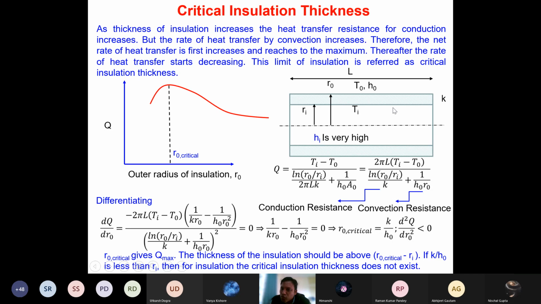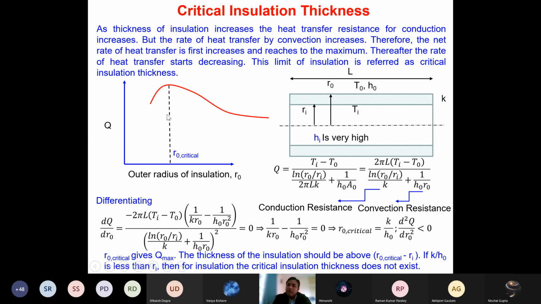So this insulation I have shown here by a shaded area. This shaded area is nothing but the insulation. Again, the thickness of the pipe I am assuming very small, so I am not accounting for it at all. So R0 is nothing but the radius accounting for the insulation. And from this insulation surface there will be heat dissipation to the ambient. The ambient temperature is T0 and the heat transfer coefficient here will be h0.